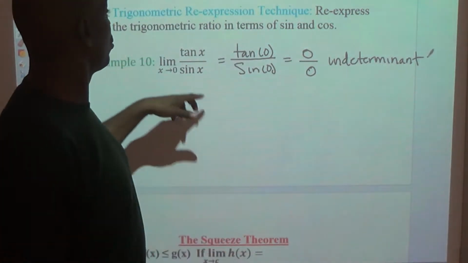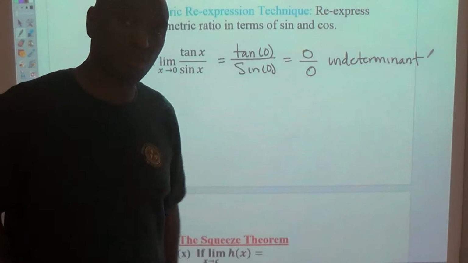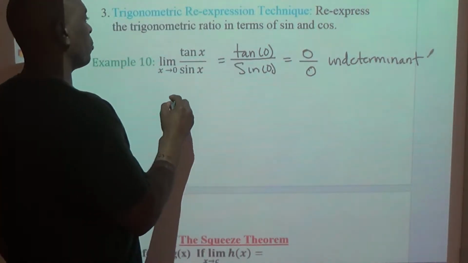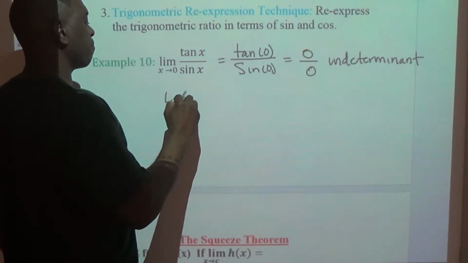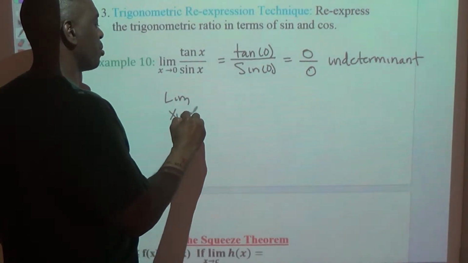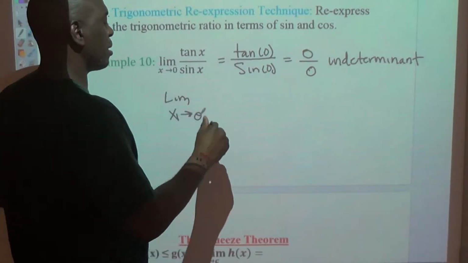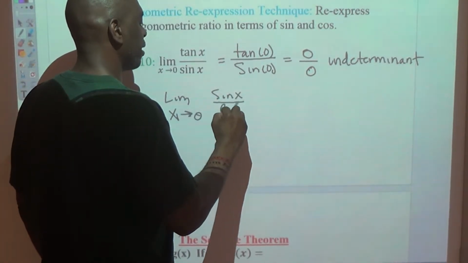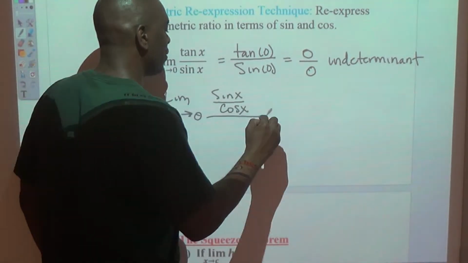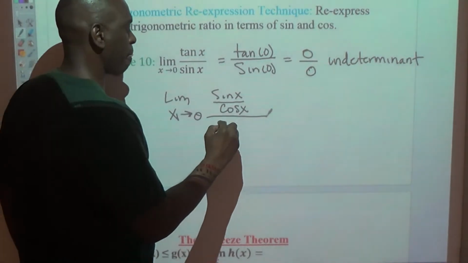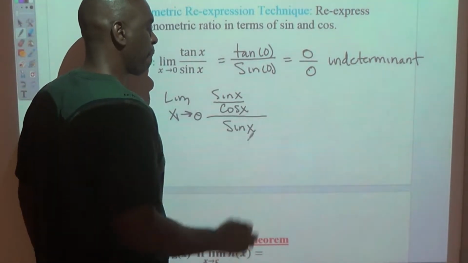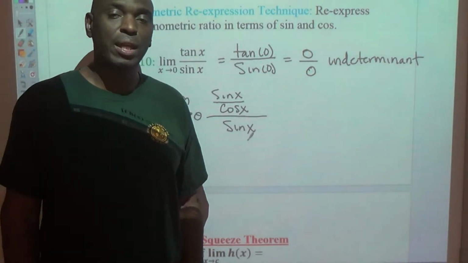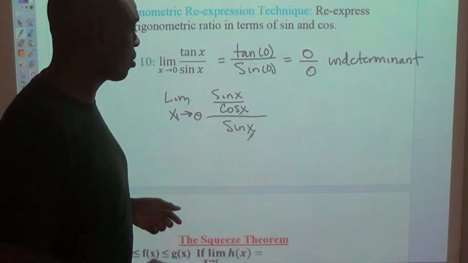So now we have to re-express it. Let's look at the limit as x approaches 0. Rewrite tangent as sine x over cosine x, all divided by sine x. You see? And now let's continue to solve here.